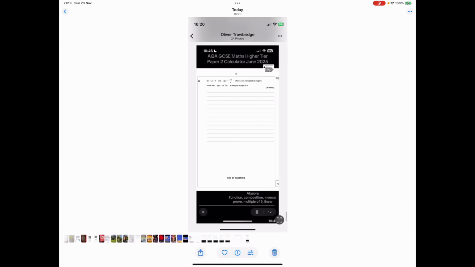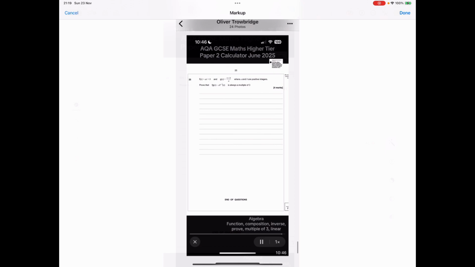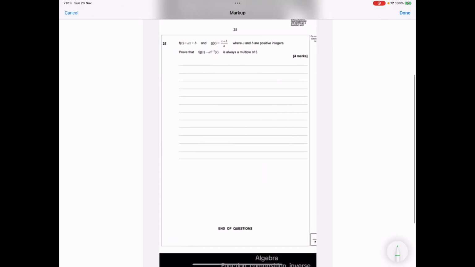Right, and then finally, I think this is some sort of, okay, so f of x is ax plus b, and g of x is x plus b over a. So where a and b are positive integers, prove that fg of x minus a times f inverse of x is always a multiple of 3.